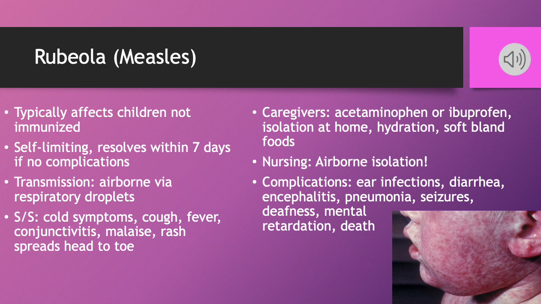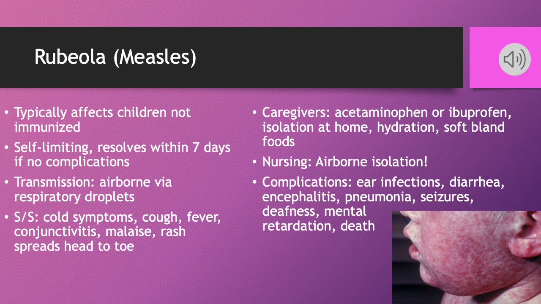Some signs and symptoms of measles include cold-like symptoms, a cough, fever, conjunctivitis, malaise, and a rash that you can see in the picture in the bottom right-hand corner of your screen. The rash typically starts about the hairline and then it spreads down to the toes. Some caregiver considerations should include to administer acetaminophen and ibuprofen, and especially to isolate the child at home so it doesn't continue to spread into the community or within the household. Maintaining hydration and having that soft, bland diet is very important.